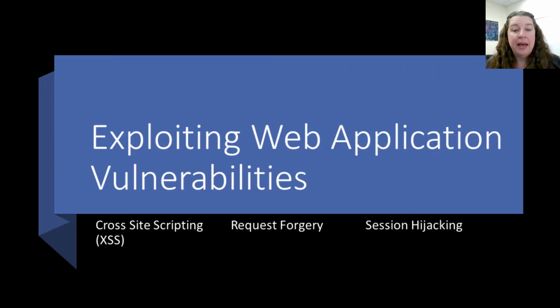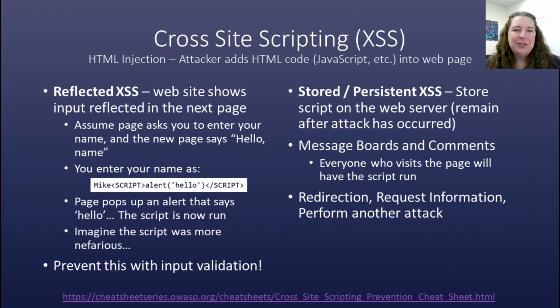Specifically exploiting web applications include cross-site scripting, request forgeries, and session hijacking. So cross-site scripting allows the attacker to add HTML code in the form of JavaScript into an existing web page. Two different ways to do XSS, or cross-site scripting, X being cross. Reflected XSS is where the website is going to show the input reflected into the next page. So imagine that the page asks you to enter your name, and you say, my name is Cheryl, and the next page says, hello, Cheryl.